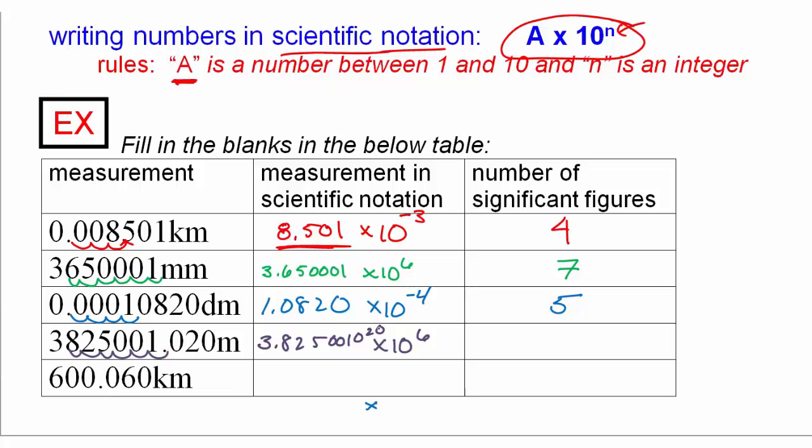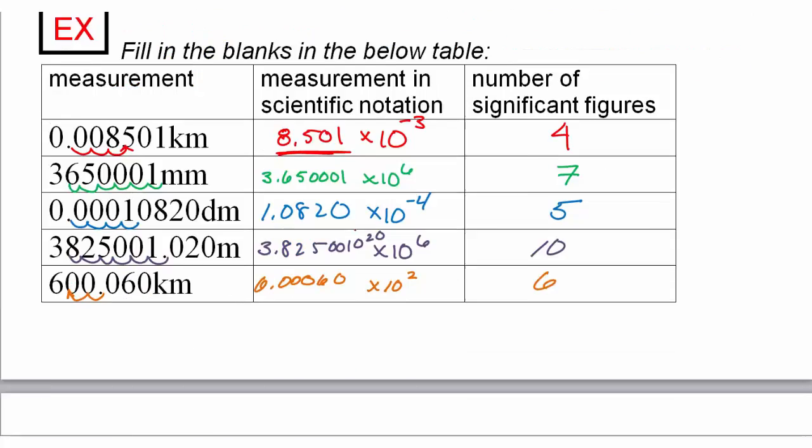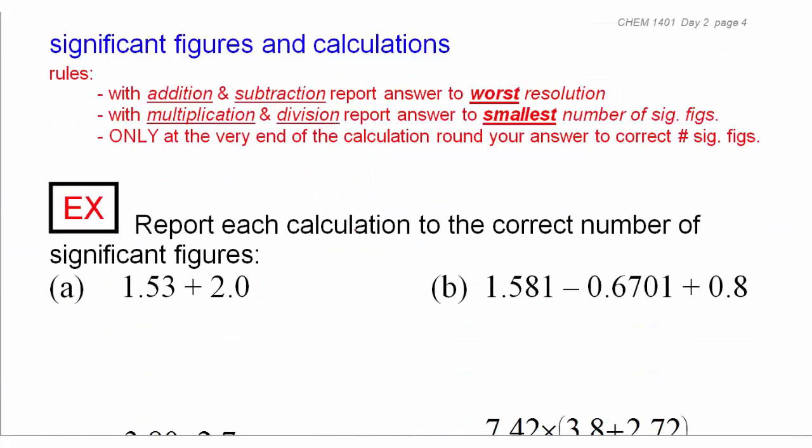3.825001020. Let's write down all the digits. Count them all up to get the sig figs. 2, 4, 6, 8, 10. The last one, 1, 2, 6.3060. 6 sig figs.